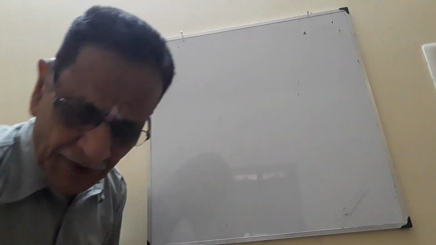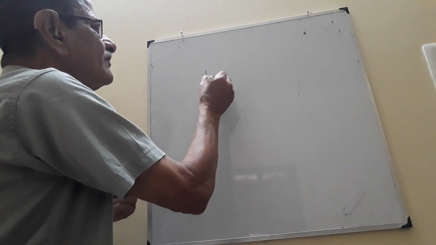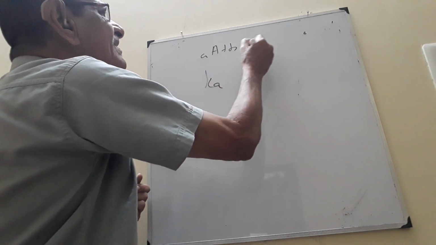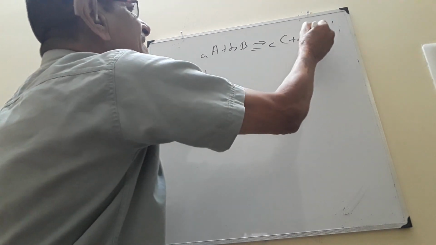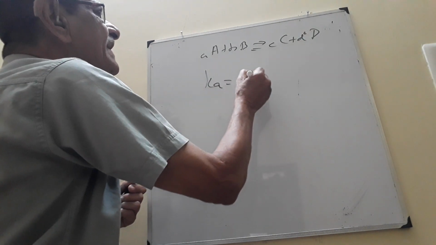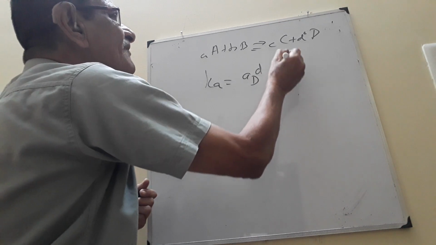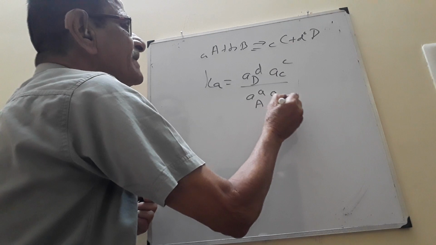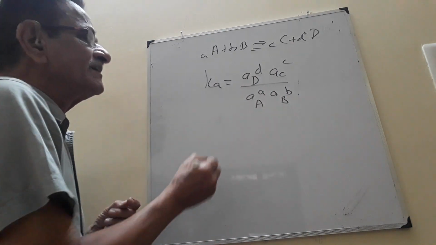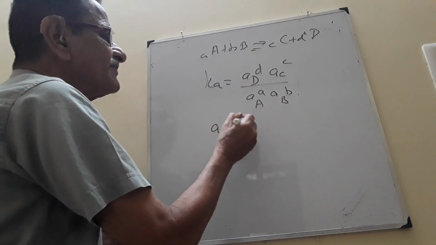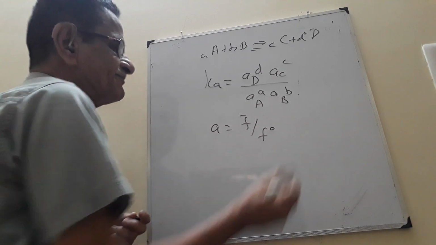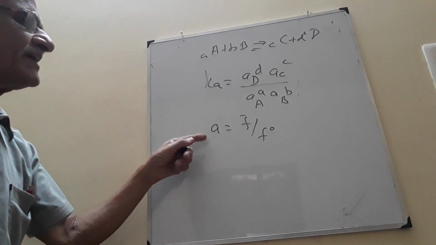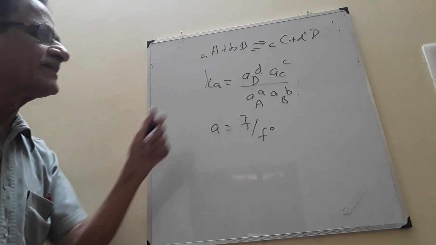Once you know K, now for our reaction aA plus bB giving cC plus dD, K is given as a_D power d, a_C power c, over a_A power a, a_B power b. Well, what is this activity? Activity is nothing but fugacity divided by the standard fugacity. Now, let me not go too much into this. Okay, activities, fugacity, partial fugacity, fugacity at steady state.